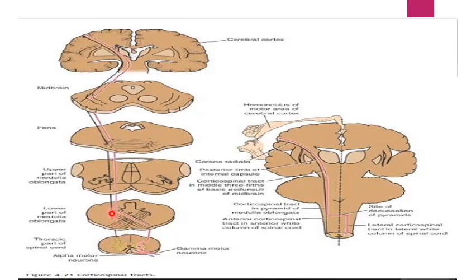Some of the fibers in the lower part of the medulla do not cross the midline and they descend in the anterior white column as the anterior corticospinal tract, but in the spinal cord they also cross the midline and they also synapse with the second and third order neurons.